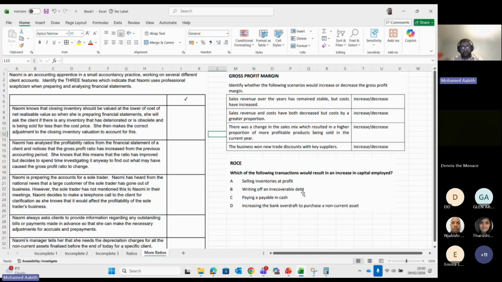What will happen to my irrecoverable debt? When I do irrecoverable debt, I write it off. What will happen to my profit? Profit comes down. If that comes down, return on capital employed will come down. Paying a payable in cash. So what will happen to that one? It doesn't make much of a difference there.